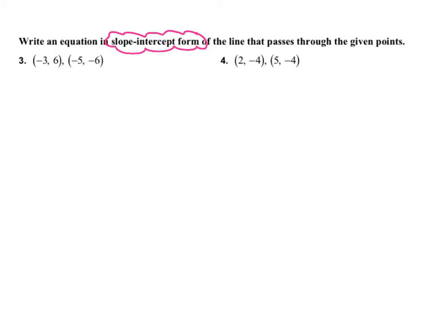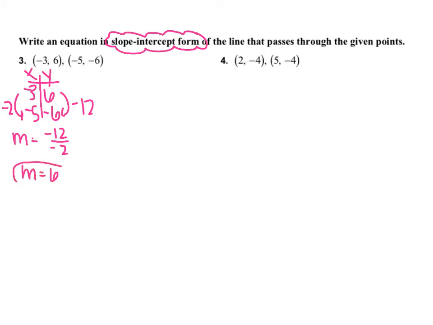Numbers 3 and 4 now ask us to use slope-intercept form. So first we have to find the slope. So if I start by finding my slope, I use the points negative 3, 6 and negative 5, negative 6. Looks like I went down 12. And then down 2. So my slope is negative 12 divided by negative 2, which is really 6.